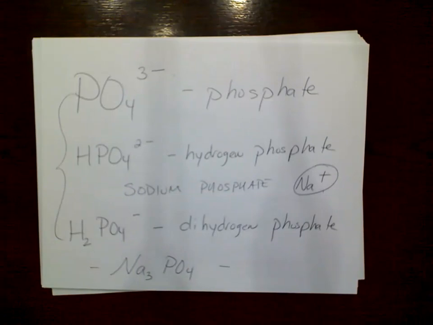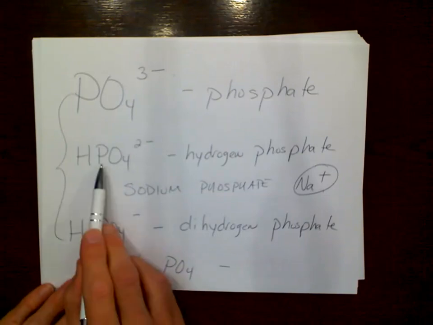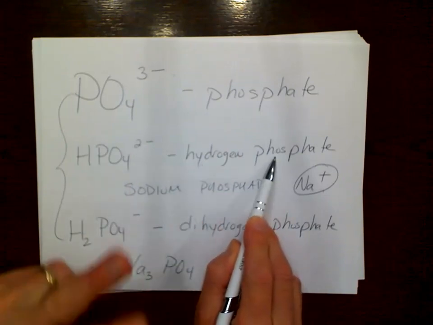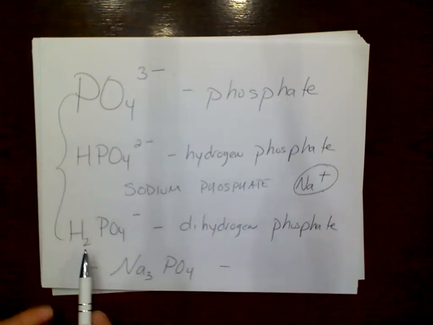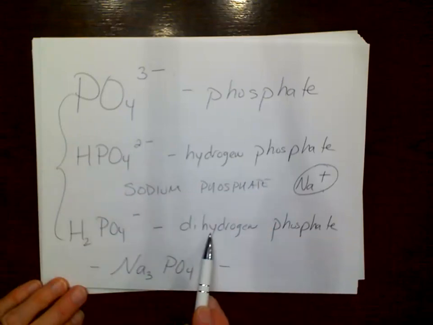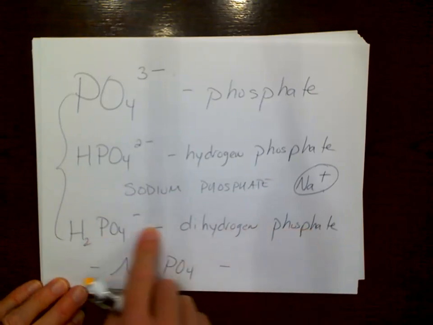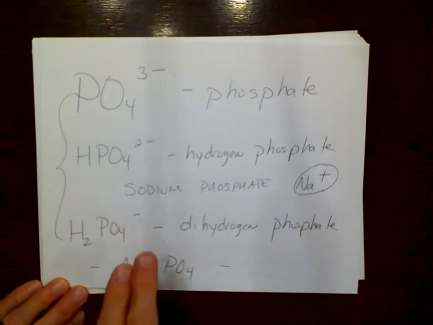Challenge for you is to find the formulas for sodium hydrogen phosphate. You're going to need 2 sodiums in that one, right? And also the formula for sodium dihydrogen phosphate. In that case, you're only going to need 1 sodium ion. If you're not following that, pause the video and work it through.